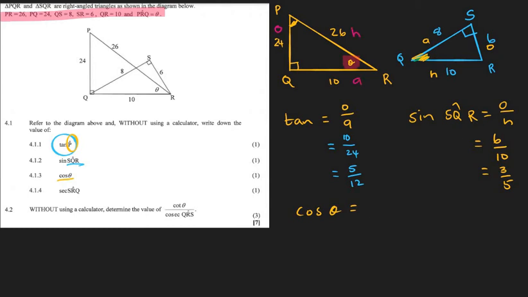What do I know about cos? It's another OHL, which means it is adjacent over hypotenuse, that is 10 over 24, which will give me 5 over 12. Alright, I hope that helps you. Let's do the last one.